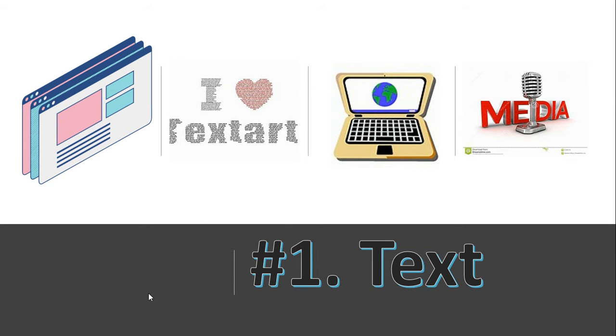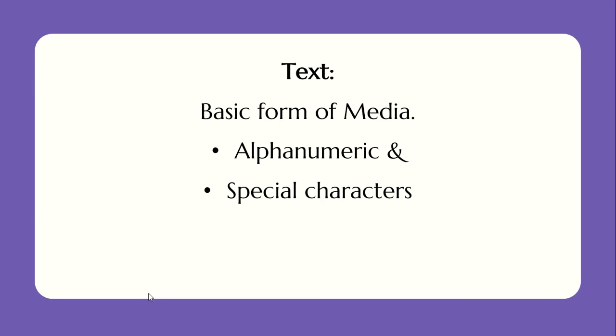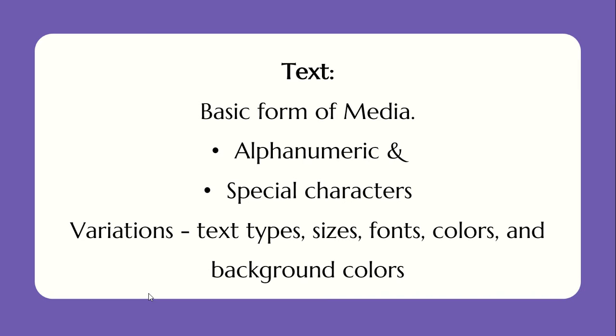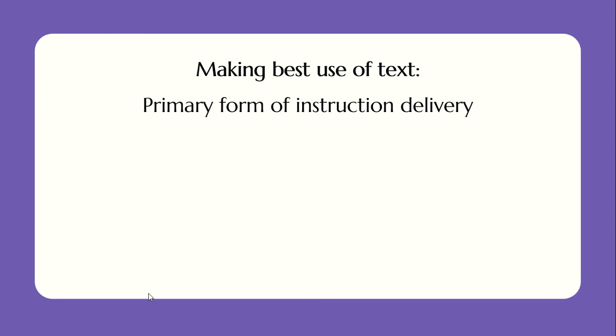Let us take first text. Text is the most basic form of media. It includes alphanumeric characters and special characters. Variations in the text can be materialized using text types, sizes, fonts, colors, and background colors. To make best use of text: reading text is the most primary form of instruction delivery, and learners get ample time to read and comprehend text. So here are some tips for the best use of text in e-learning.